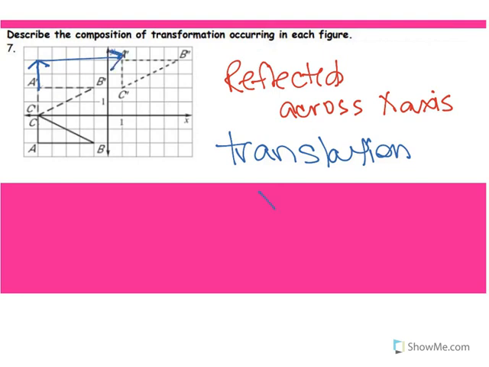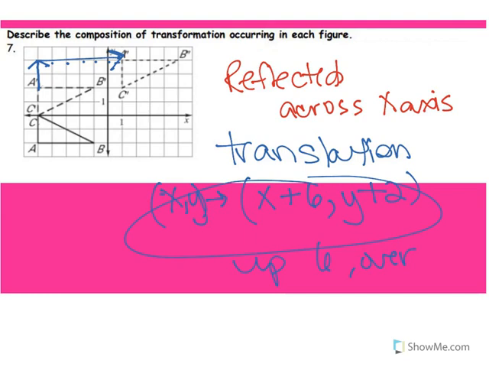So we went x plus, how many did we go over? 1, 2, 3, 4, 5, 6, right? And y, we went up 2. So y plus 2. So that's writing out the rule, which on these problems you don't really have to. I just want to know it reflected across the x-axis, and then you can say translate it, and you can just say how. It went up 2 and over 6. You don't have to do the rule. You can just say up 2 and over, or to the right 6. That's fine with me.